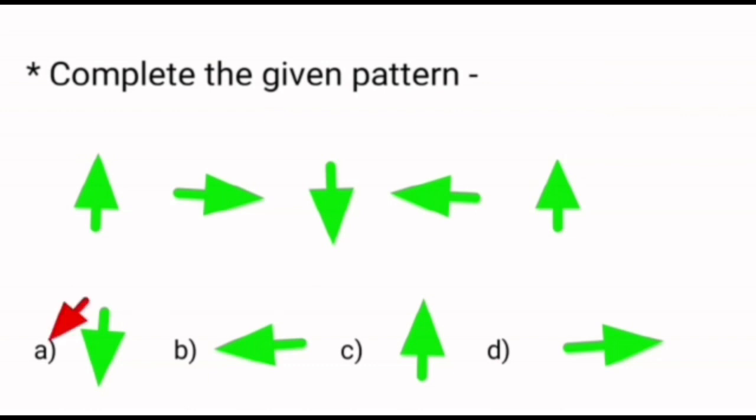Is it option A? No, because it is downward. Option B? No, it's again going to the leftward. And now option C. Yes, this is going upward. So this is the correct one. That's why we have put a tick here.